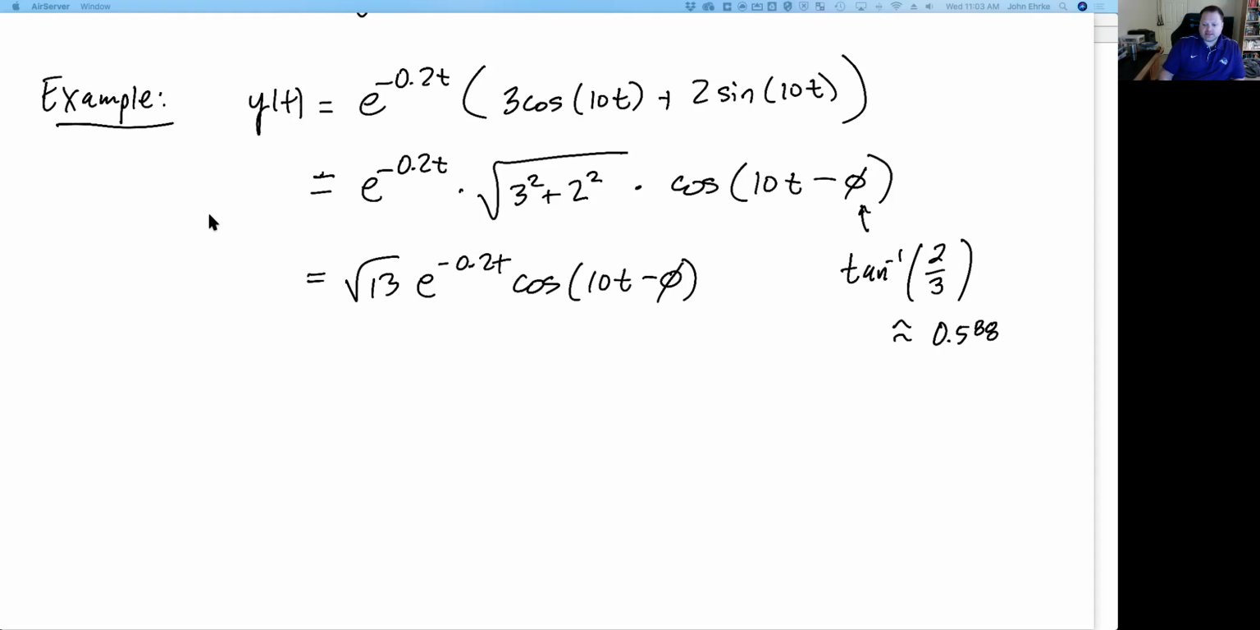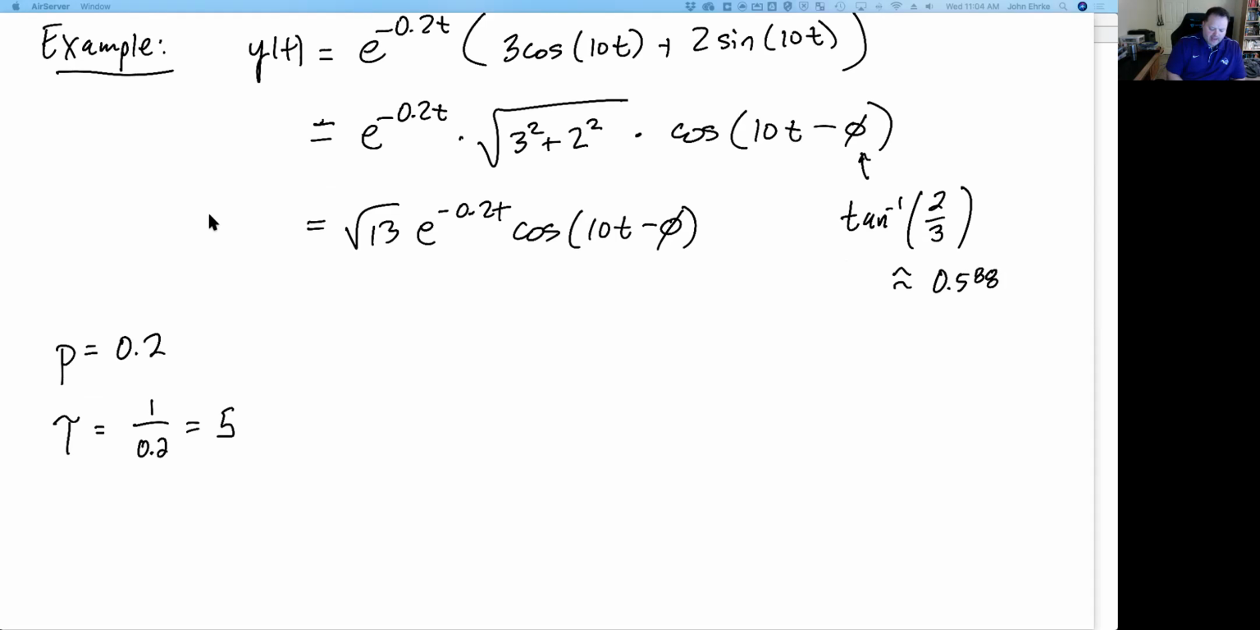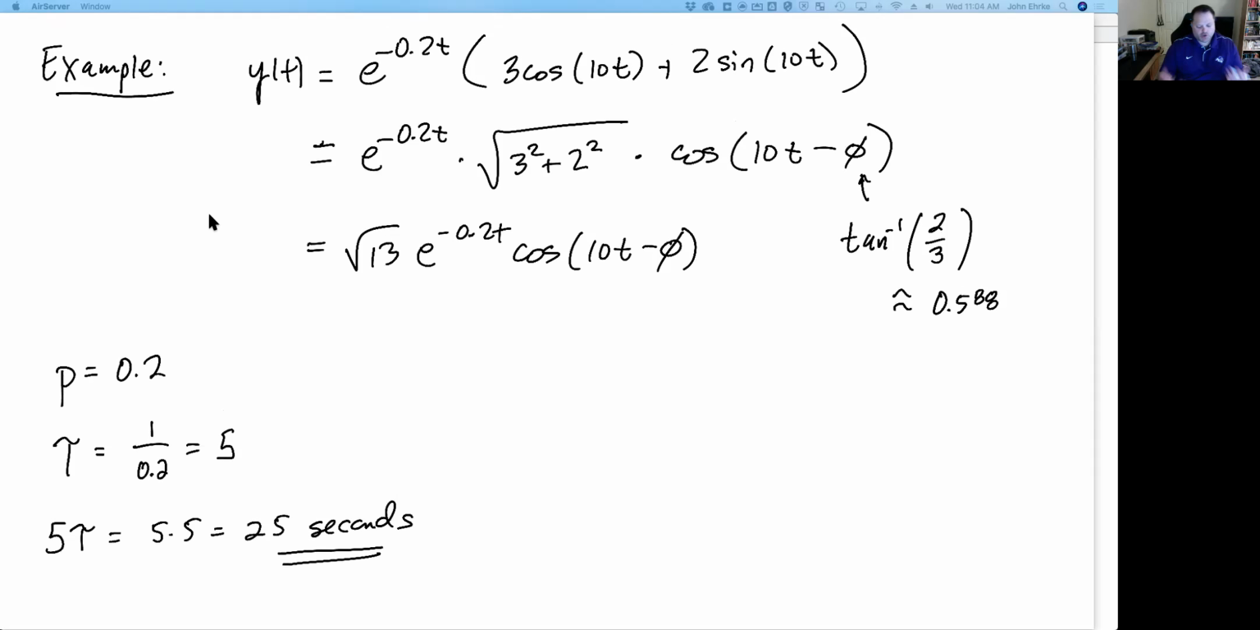So the question is asking, how long does it take before the transient response has disappeared? Looking at this, I know that p is 0.2, which means that tau is 1 divided by 0.2, or tau is 5. So because tau is 5, I know that 5 tau, which is 5 times 5, or 25 seconds, is how long it's going to take for this thing to essentially damp out. So after 25 seconds, most of the transient response will be gone, and it'll be effectively damped out. It'll be effectively 0.